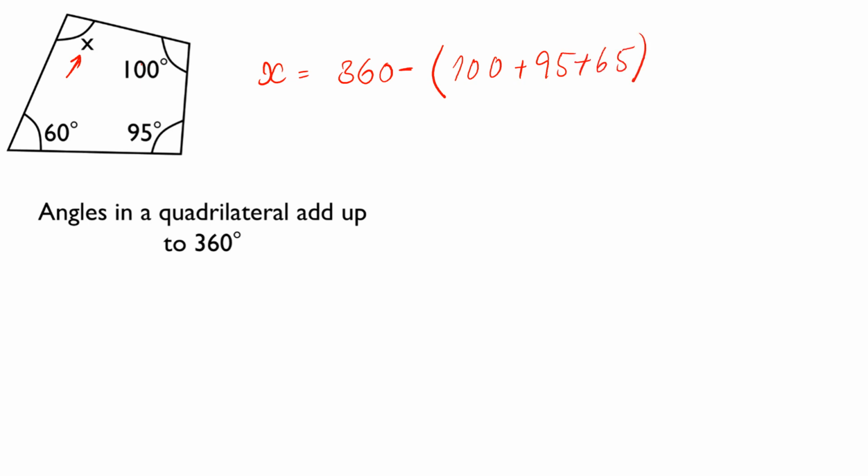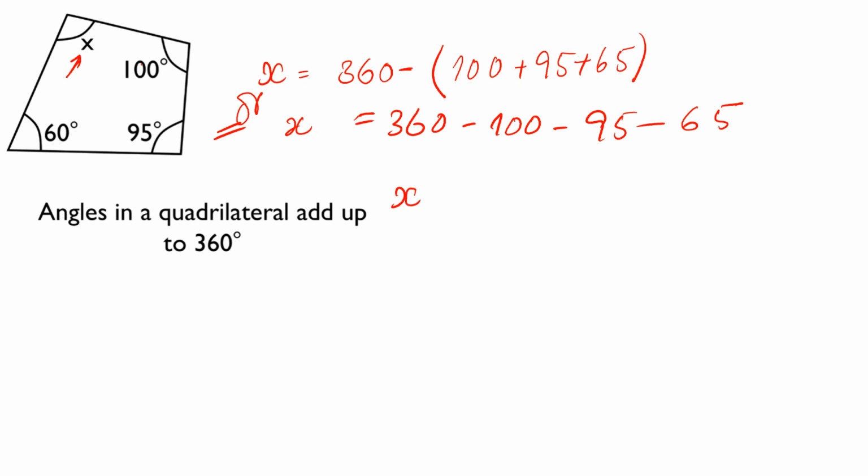You can write it like this, or you can write it like this: 360 minus 100 minus 95 minus 65. You can write either way. Either way is correct if you have to show your work. So x equals 360 minus, when you add them, 100 plus 95 is 195, plus 65 makes 260 degrees. So 360 minus 260 gives you 100 degrees. So this is how we can find any unknown interior angle of a quadrilateral.